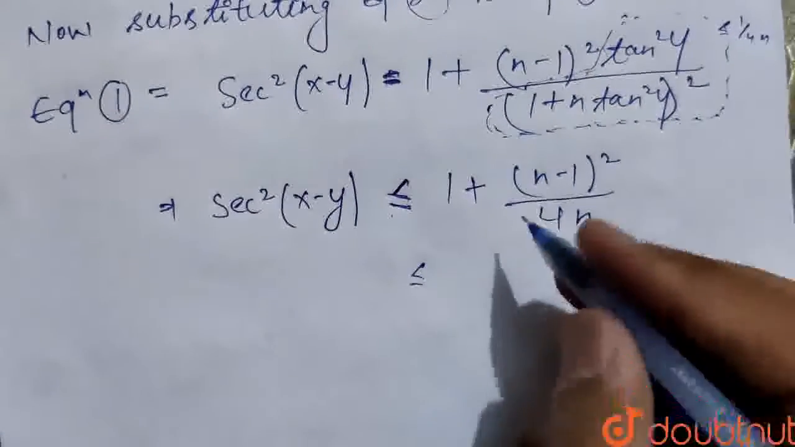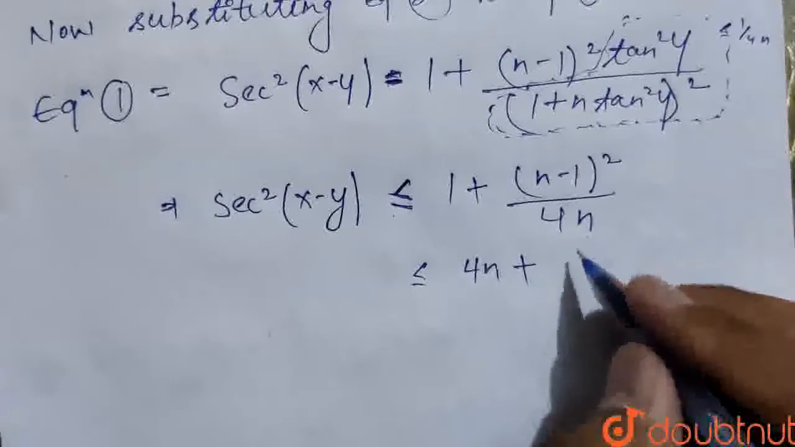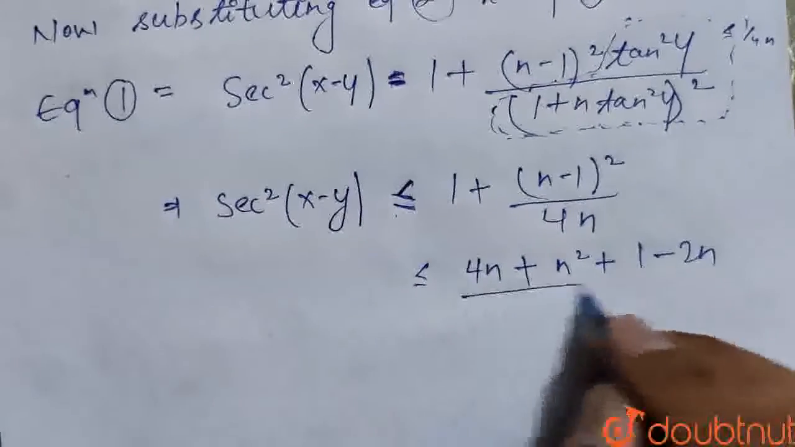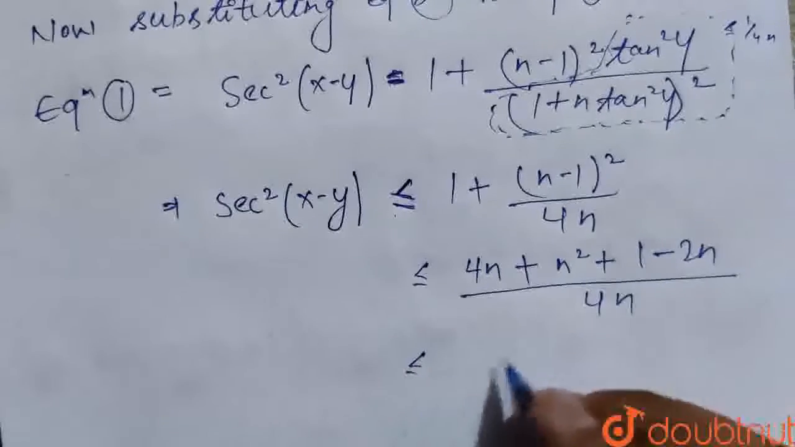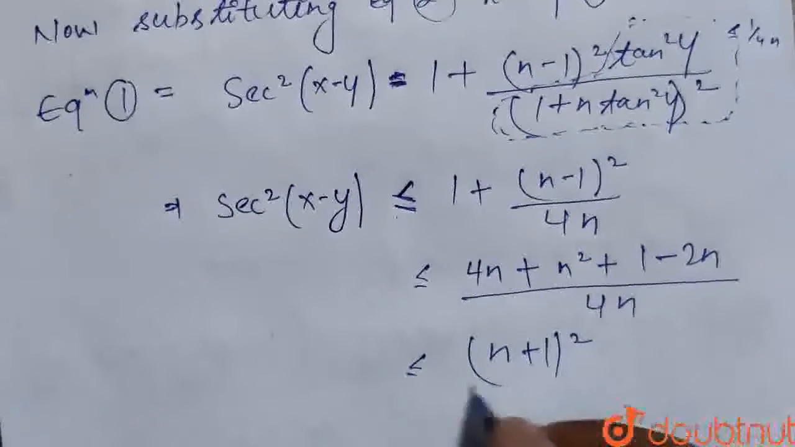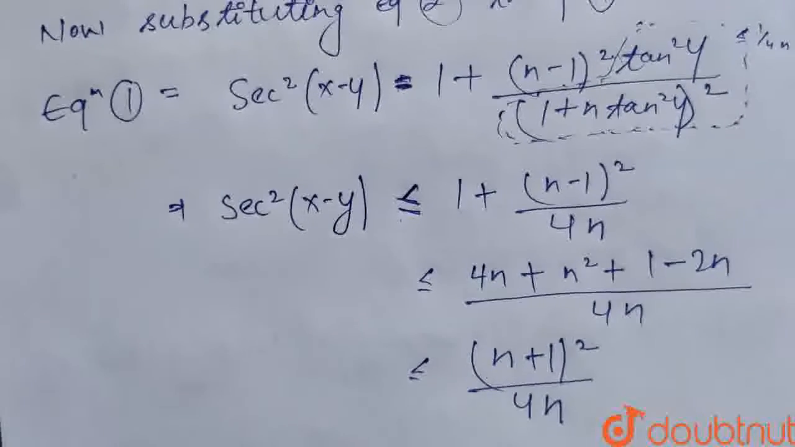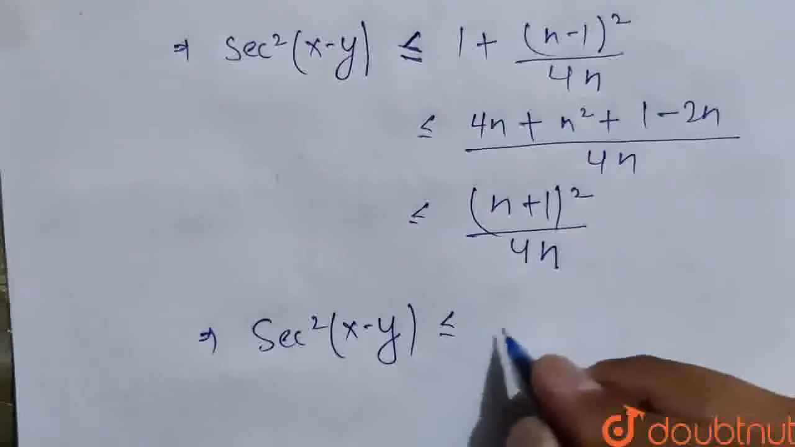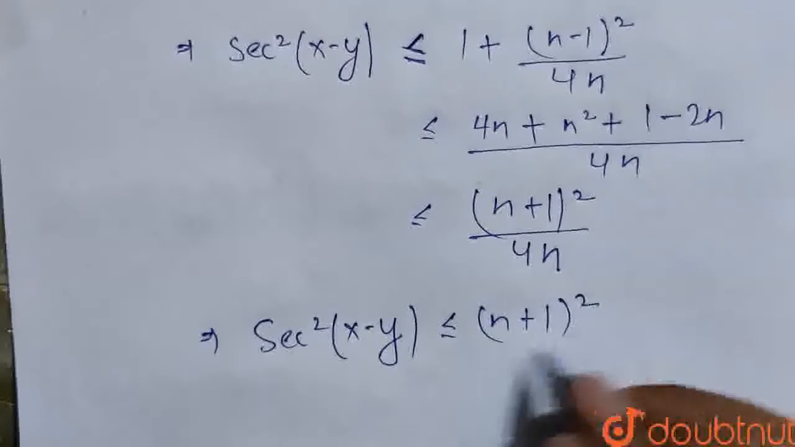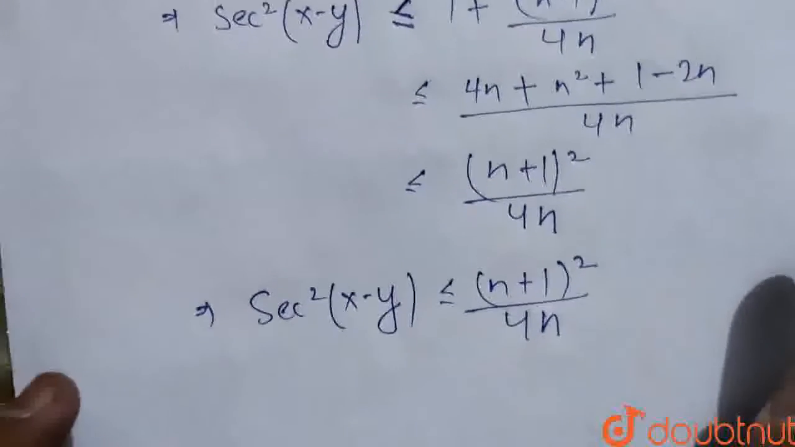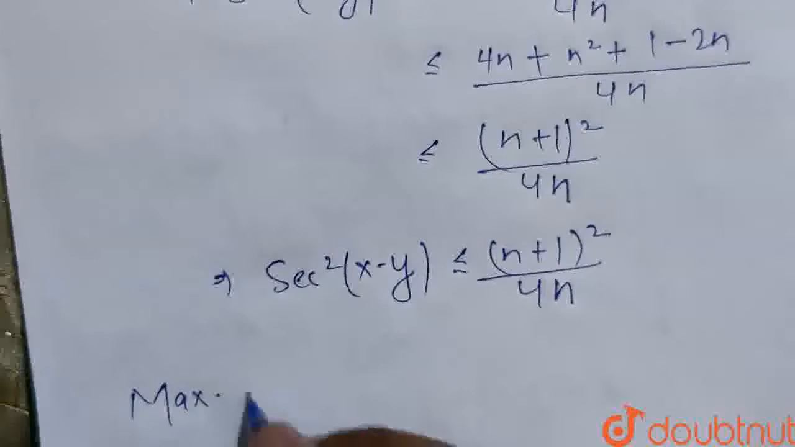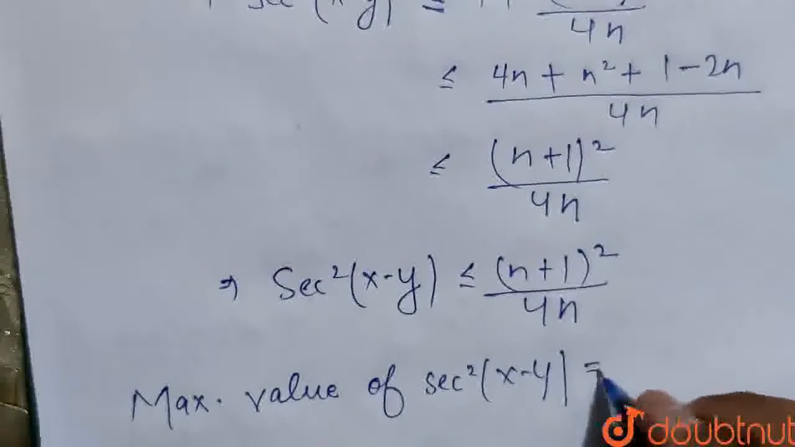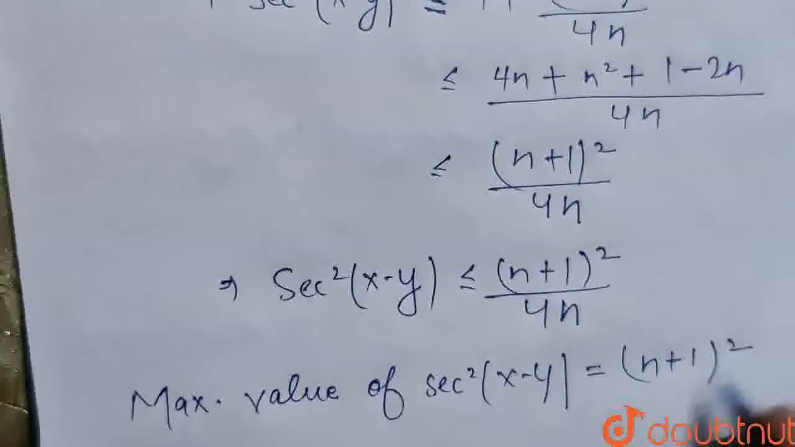From here we will get, by taking the LCM and opening this whole square, n square plus 1 minus 2n divided by 4n. Here we get (n plus 1) whole square by 4n. So this implies that secant square(x minus y) is less than or equal to (n plus 1) whole square by 4n. So from here we can say that the maximum value of secant square(x minus y) will be equal to (n plus 1) square by 4n.